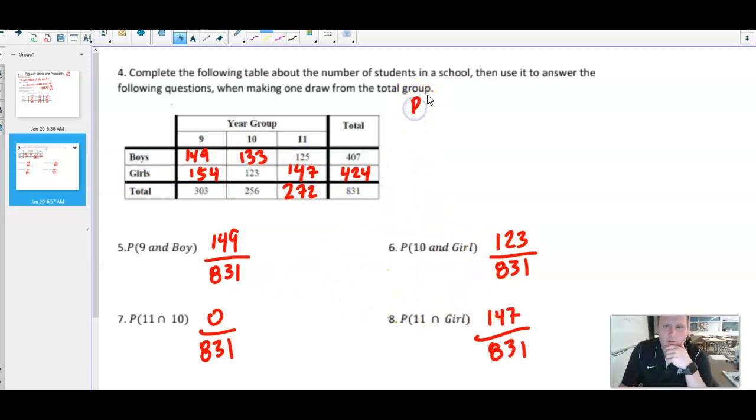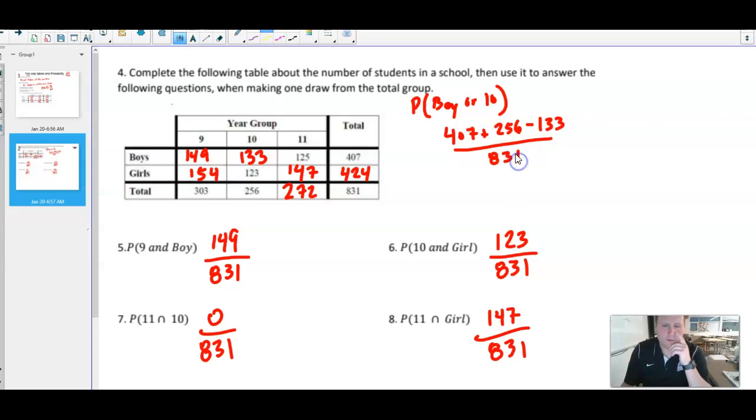If I do or questions, like let's say the probability of selecting a boy or let's say a 10th grader. So if it's one or the other, then I take the two totals. So the total boys would be 407, and I'm going to add that to the total 10th graders, which would be 256. But I have to be careful because I've counted this 133 twice, so I have to minus the 133 out, and then that'll be all over 831. And that would give me my total value there.